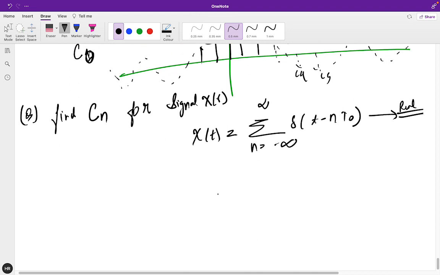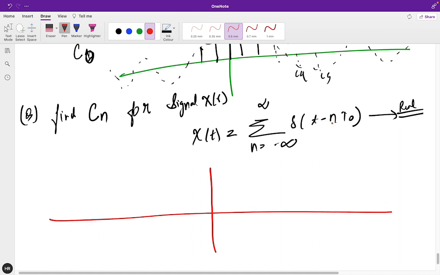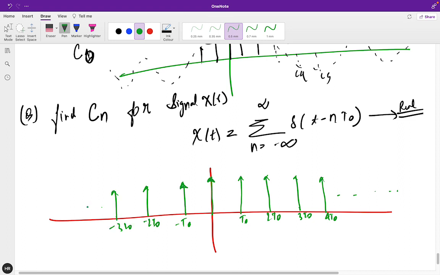If you plot the graph of this equation, delta at n equals 0 gives you an impulse function. Delta at n equals 1 means at t naught you will get an impulse function. At minus t naught, n equals minus 1, you will again get an impulse. So this will be like this: 2t naught, 3t naught, 4t naught, it will go like this. Minus 2t naught, minus 3t naught, it goes like this.